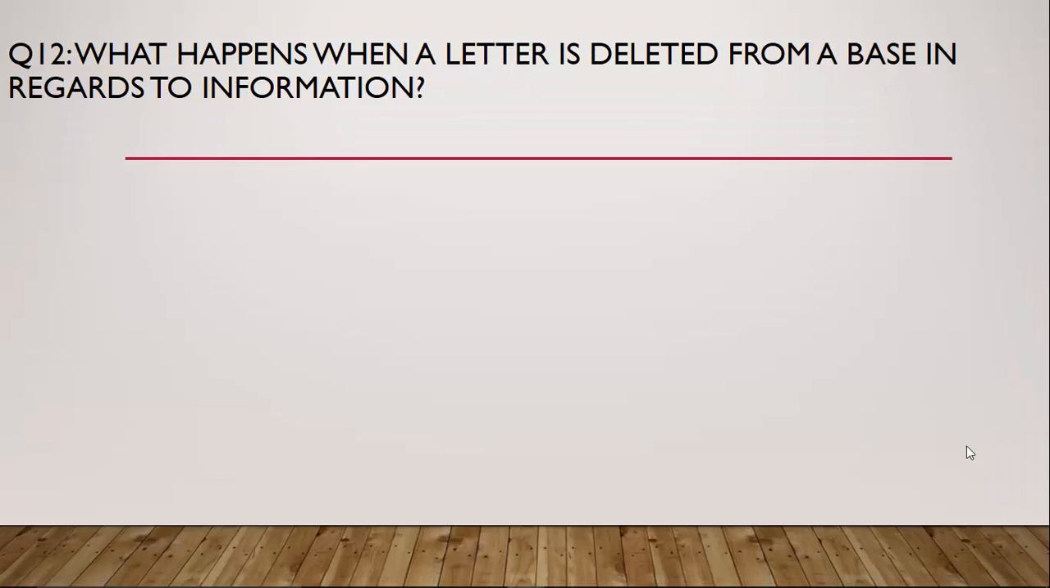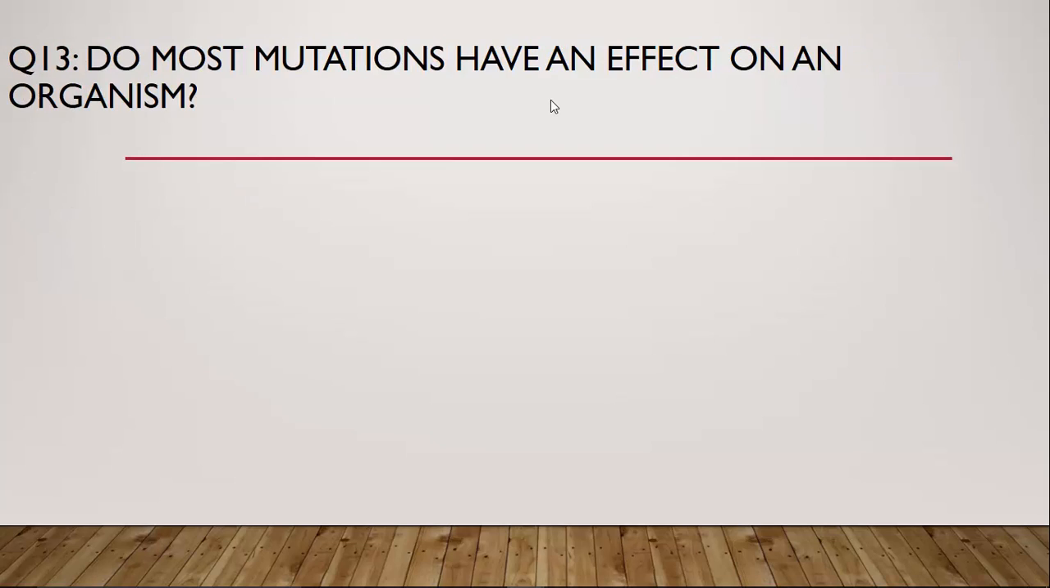All right, number 12, what happens when a letter is deleted from a base in regards to information? Well, it says in regards to information, and when we take a letter away from a codon, that's going to lose information. You're going to lose part of that information, and we call that a frame shift mutation, which we'll get into later on.